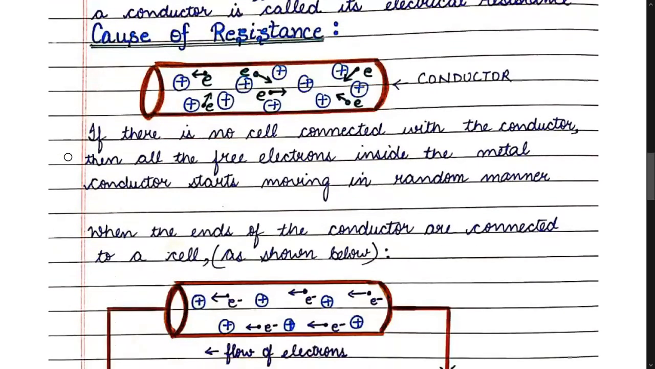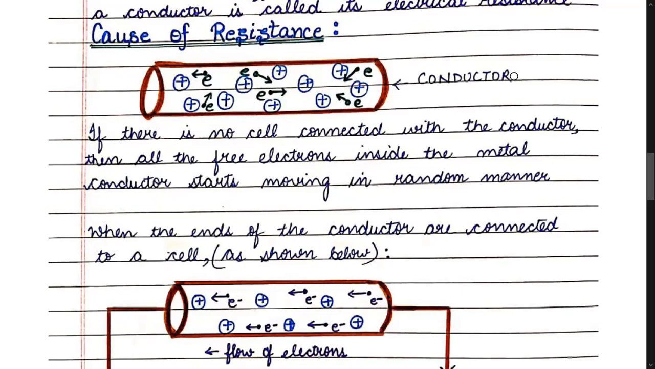Now, what is the cause of resistance? Why does resistance occur? Why does a conductor oppose the flow of current? Now, students, see the first diagram drawn on page number 2 of the notes sent to you on 25th January 2020.